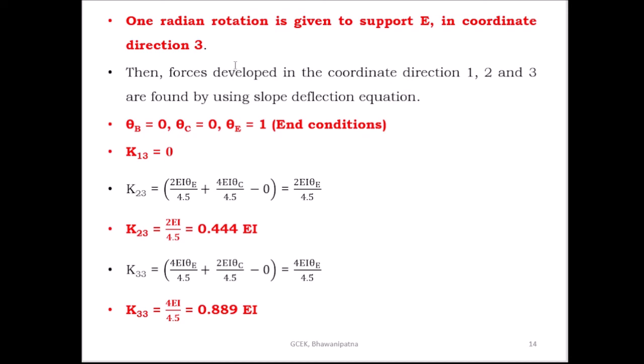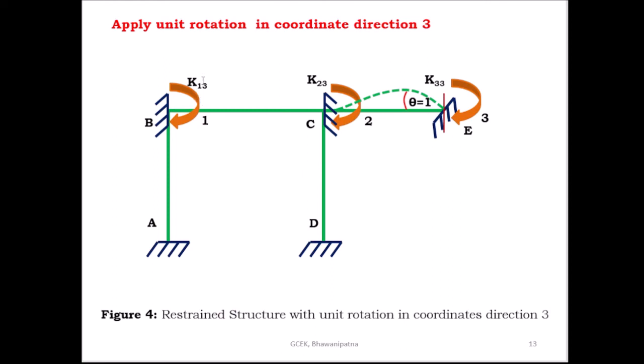Then forces developed in the coordinate directions 1, 2, 3 are found by using the slope deflection equation. So these are the end conditions: theta B 0, theta C 0 and theta E is equal to 1. So here K13 is the force developed at coordinate 1 due to unit rotation at coordinate 3. K23 is equal to the force developed at coordinate 2 due to unit rotation at coordinate 3. And K33 is equal to the force developed at coordinate 3 due to unit rotation at coordinate 3. So find out these forces K13, K23 and K33.